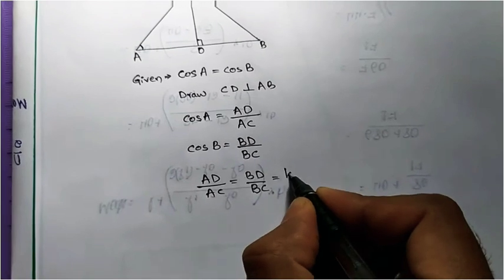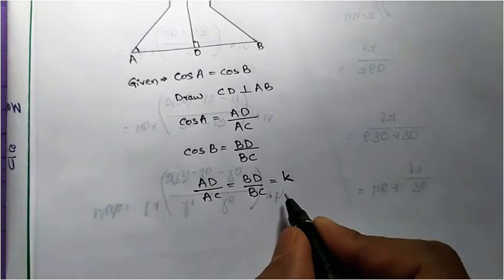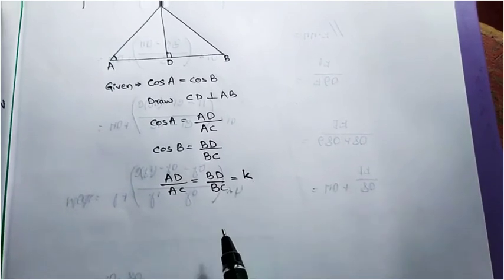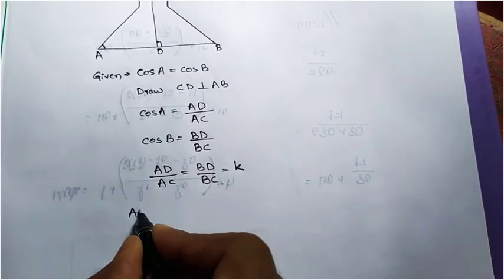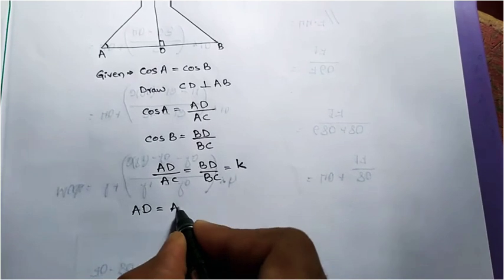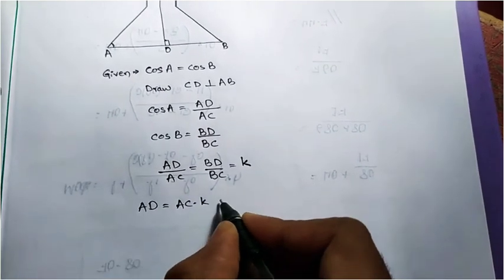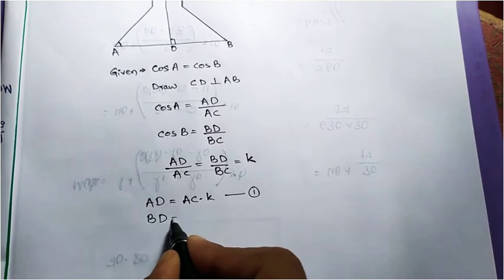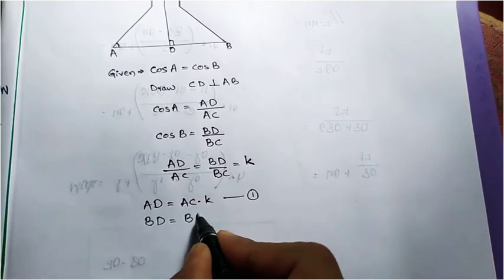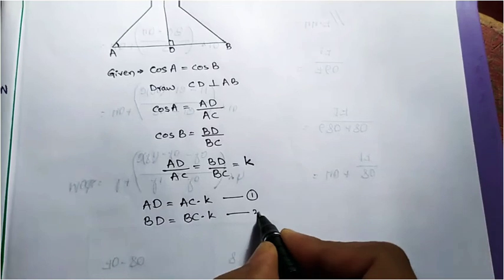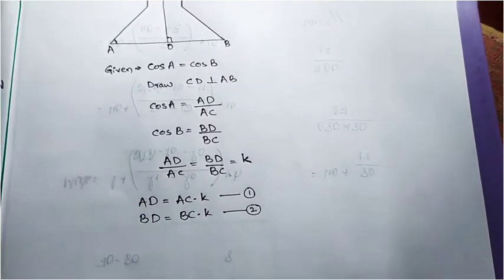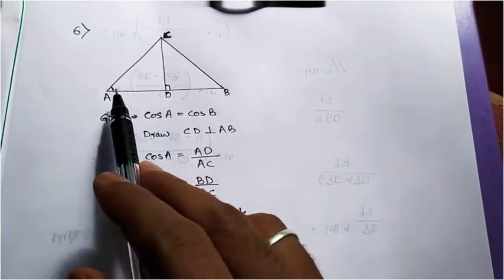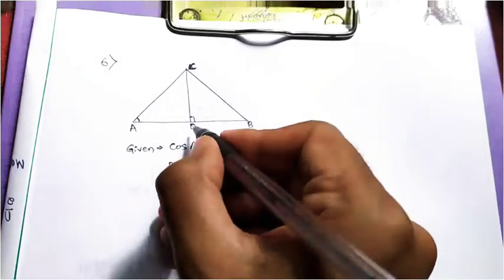Let's take both ratios equal to K. Now AD by AC equal to K, so I will rewrite that: AD equal to AC into K. Let us take this as equation number 1. Similarly, BD equal to BC into K. Let us take this as equation number 2. Now going back to the triangle here, ADC. So this is D.